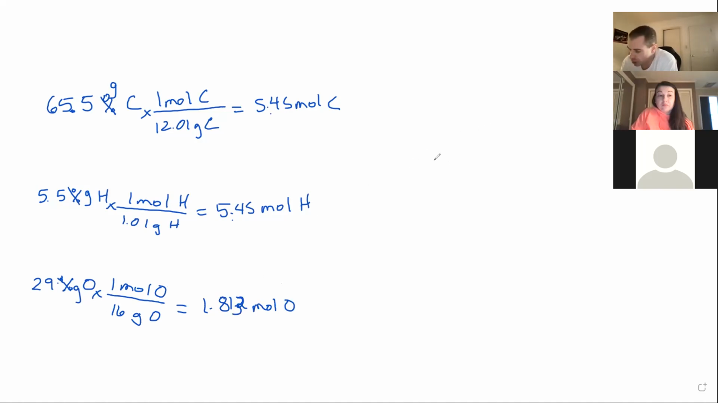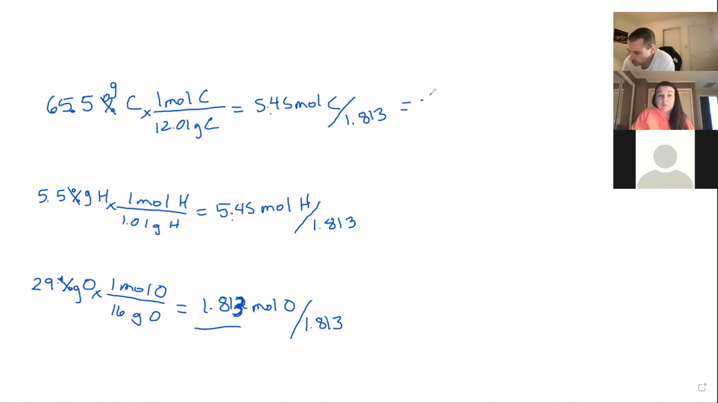So then the steps say, hey, make a pseudo formula. You don't really have to make the pseudo formula. If you want at this step, you can just divide by the smallest decimal if you don't want to go through that. So what is our smallest decimal here? It is this 1.813. So I'm going to divide everything by 1.813. All right, 5.45 divided by 1.813 gives me 3.006.